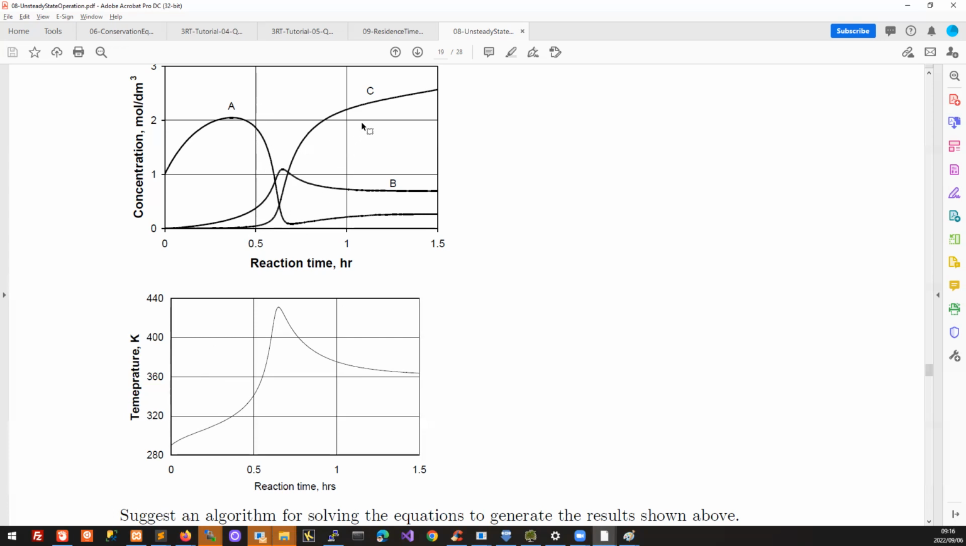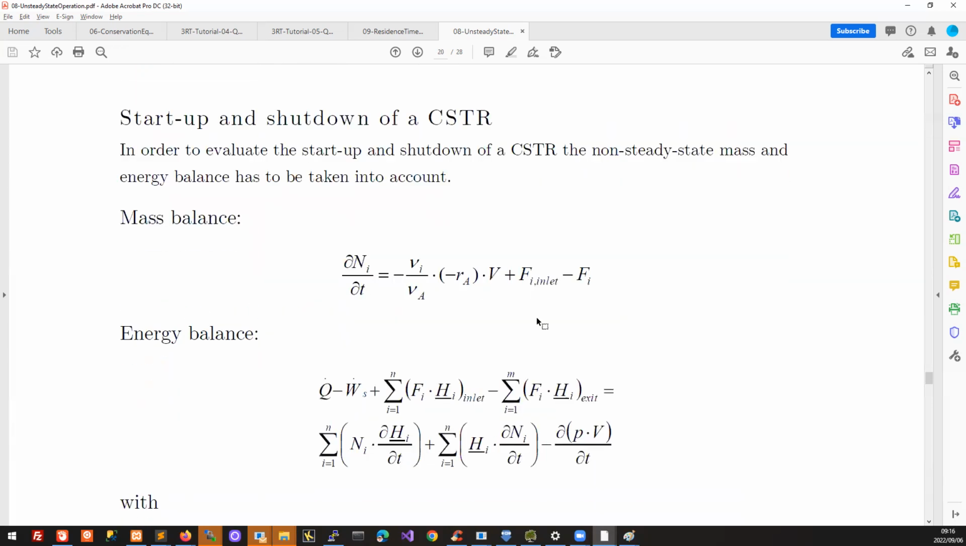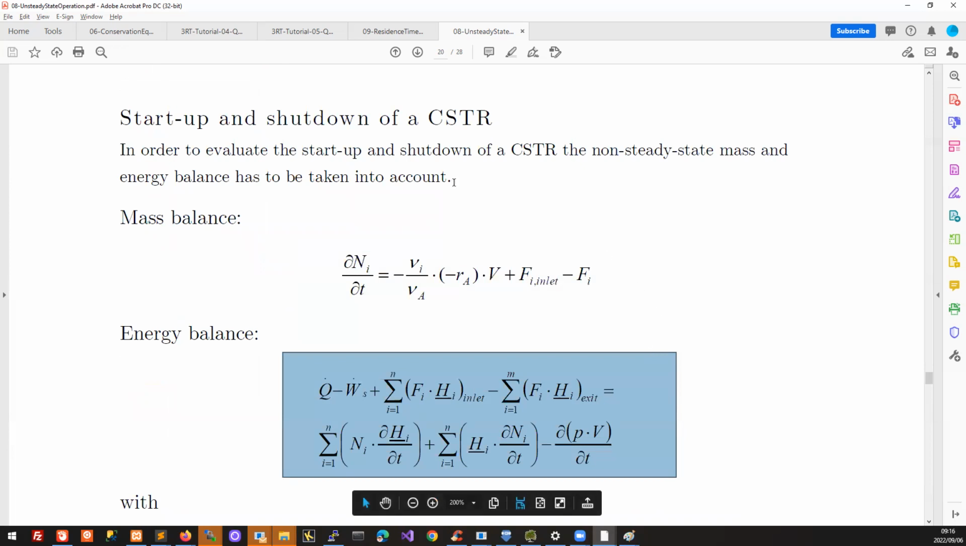And so the second reaction then is also influencing the shape of this curve and hence its own reaction rate. So all this is very strongly coupled, and you can't solve the one without the other. So that's why in the unsteady state balances, we have to combine both the material and the energy balances, right?